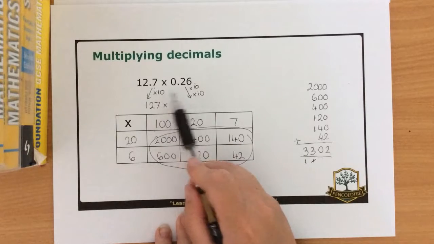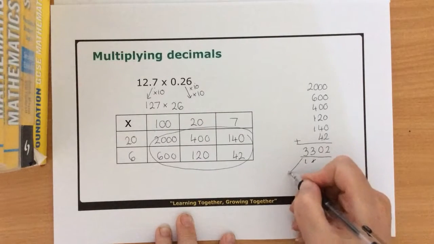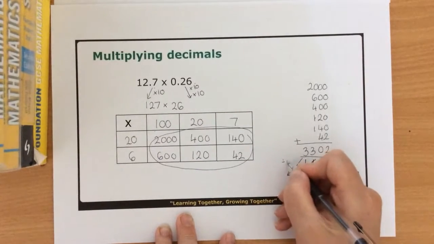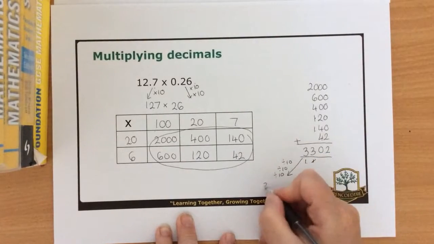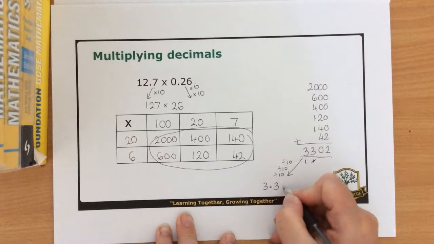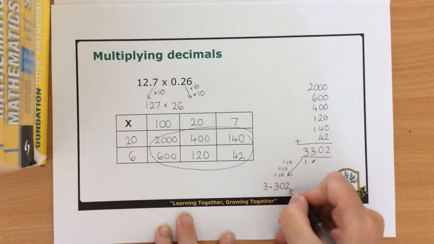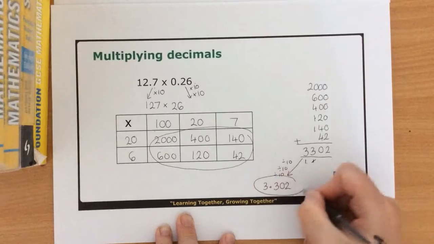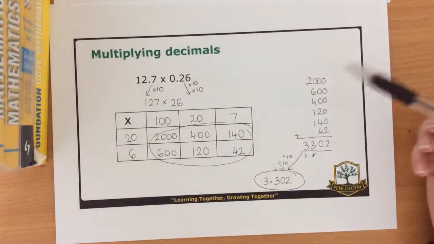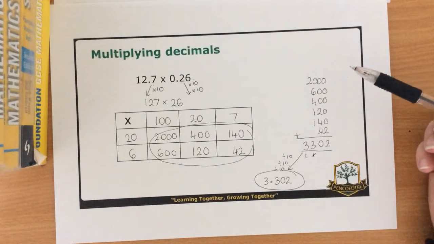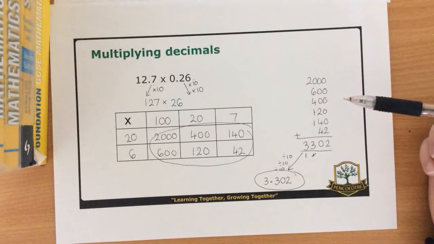I multiplied by 10 3 times, so I now need to divide by 10 3 times. That will get the answer 3.302. I hope this has helped with multiplying decimals, and you can practice doing them on some Maths Watch questions if you need to.